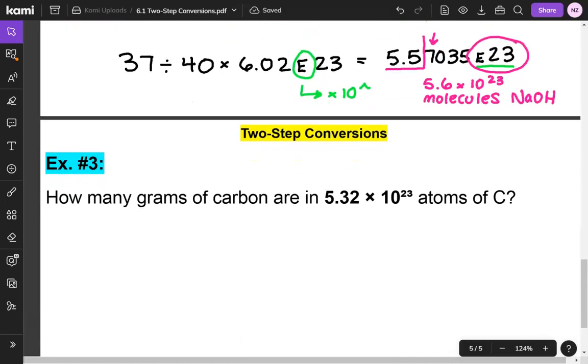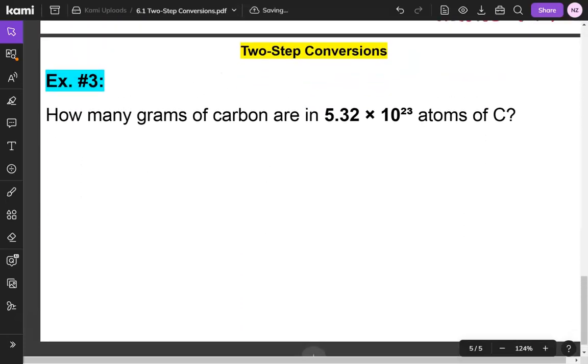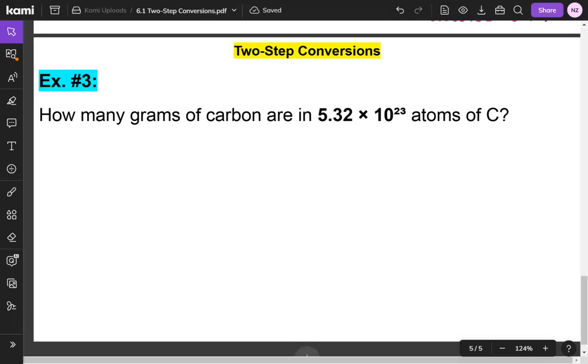All right, let's do one more problem. It says, how many grams of carbon are in 5.32 times 10 to the 23rd? So this would be a good spot to pause the video and try doing this problem on your own. We've done 2 examples, one going from molecules to grams, one going from grams to molecules. Let's try doing this one on your own. So pause the video, try doing this problem on your own. I'm going to pause for a second.